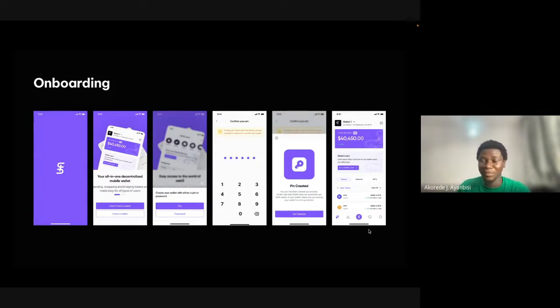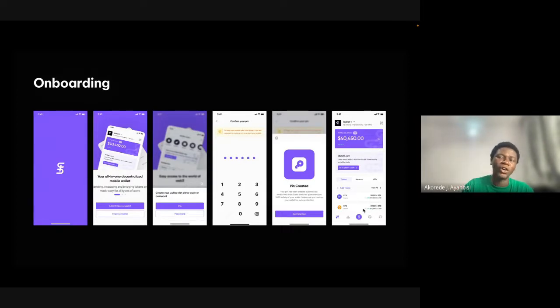When you now get into the application, okay, I omitted a screen here. It should show just a modal telling you, okay, you need to secure your seed phrase. Then you can either click if you want to secure it now, or you want the app to remind you later, right? So now when you're in the application, you can start exploring the app, you can start doing so many things.